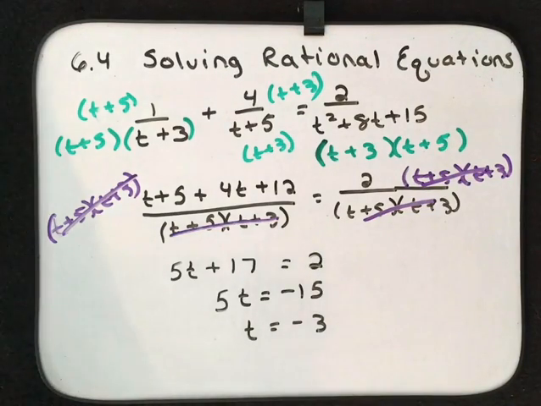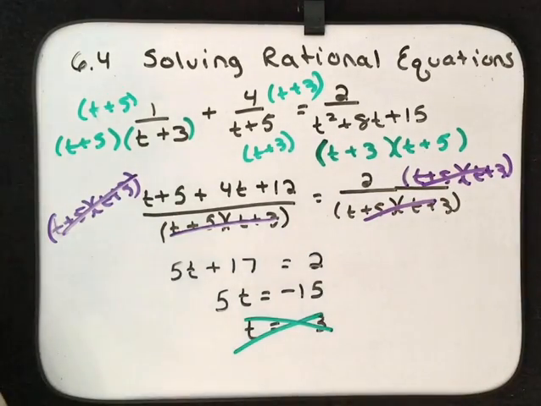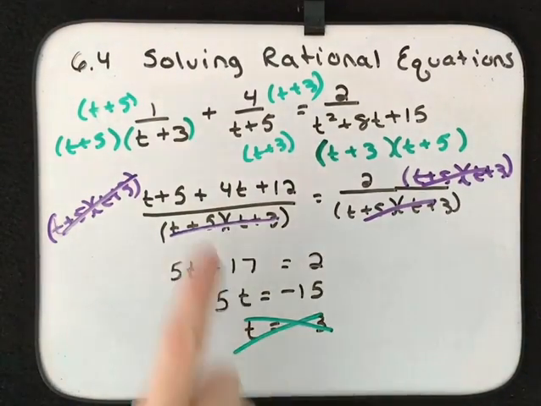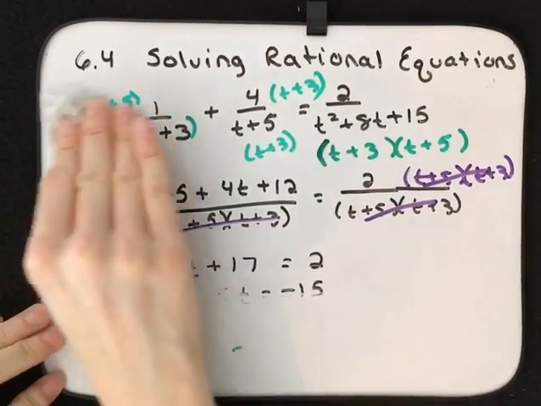We can't have that. So mathematically speaking, while we solved and we got t equals negative 3, it is not part of our domain. That means we cannot have negative 3 as a solution. So this one has no solutions. Let's try again.